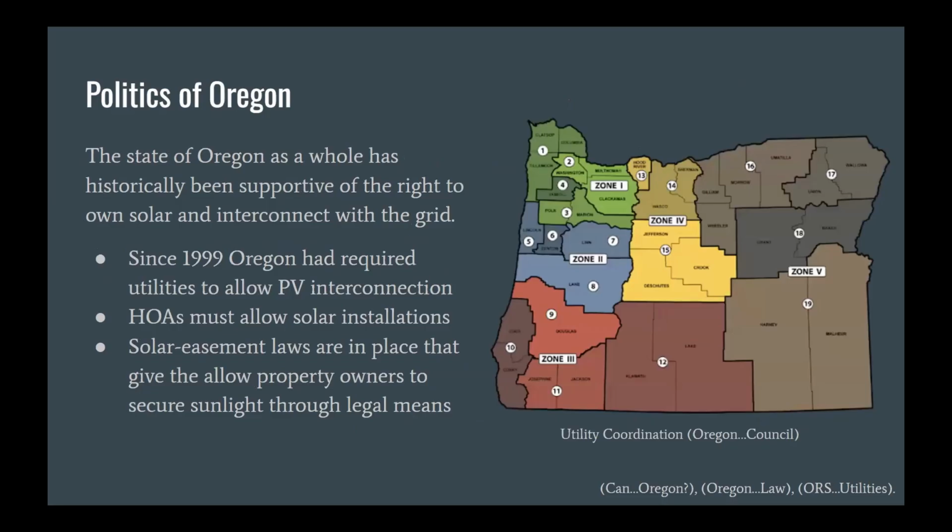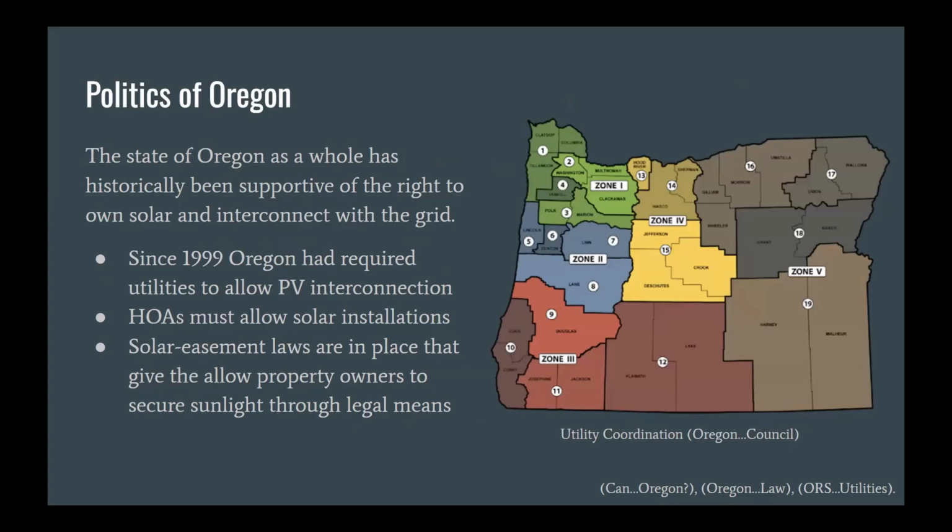We'll go into the politics of Oregon as a state. As a state, it has historically been supportive of the right to own solar and interconnect with the grid. As seen here, we can look at the utility coordination in different zones seen by the Oregon Utility Coordination Council. Since 1999, Oregon has required utilities to allow PV interconnections, so if a resident wanted to interconnect, then they would be able to. HOAs must also allow solar installations.